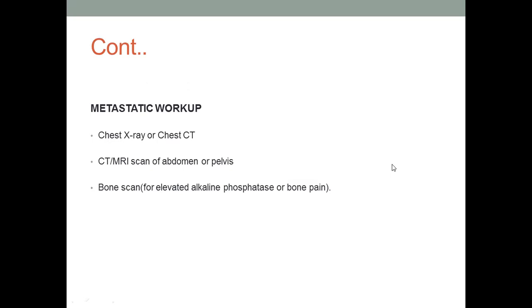To check metastasis, we can do an X-ray chest or CT chest, and usually we do a CT scan of the abdomen and pelvis, and a bone scan if the ALP is high or there is a history of bone pain.